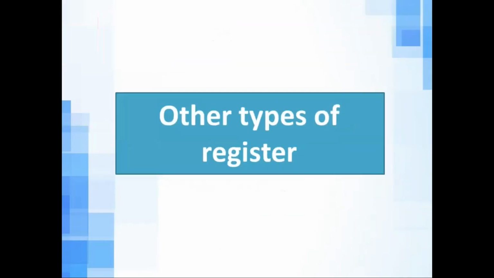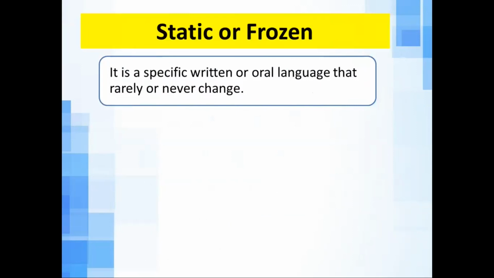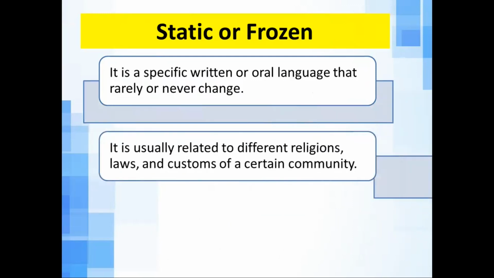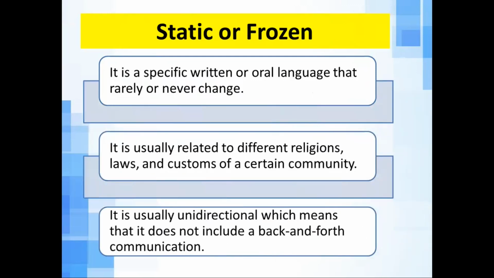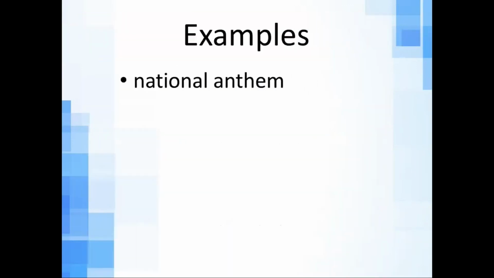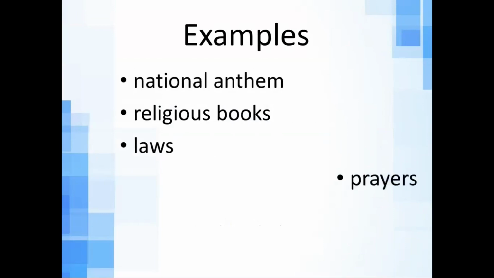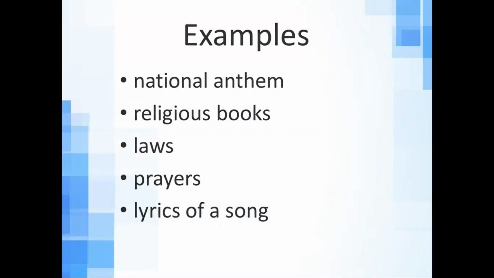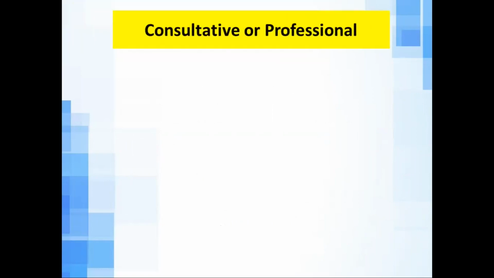Okay, there are other types of register other than the three. The main common types are formal, informal, and neutral register. But other than that, there are specific types. Okay, these are static or frozen, which is a register that rarely or never changes, like the language used in religions, laws, and customs, or a certain community. Like national anthem, religious books, laws, prayers, lyrics of songs, etc. So these are frozen register.